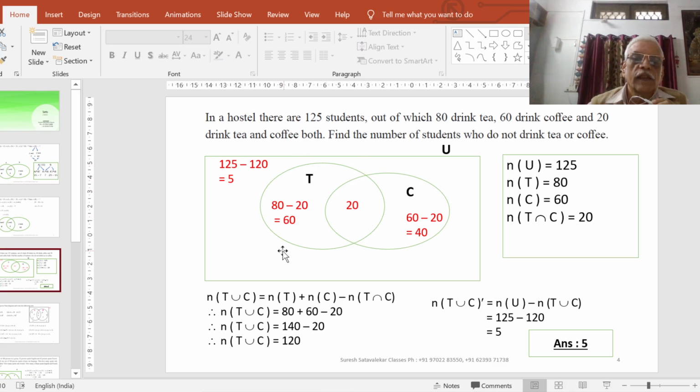Neither tea nor coffee. So the number of elements in U is 125. From that, 120 is subtracted. So we get 5. 5 students do not take tea or coffee.